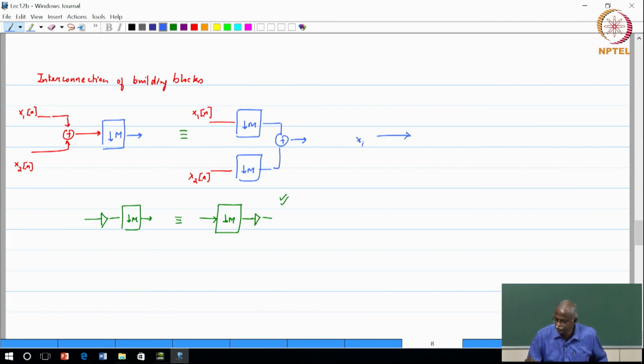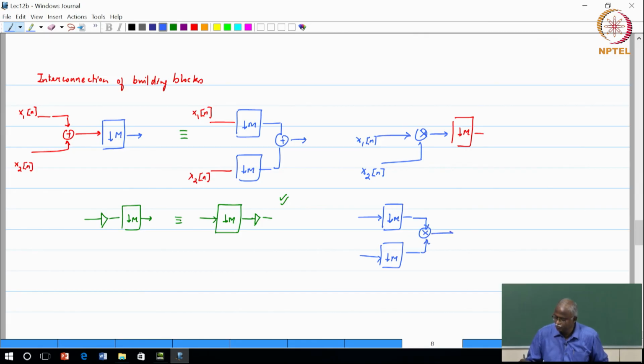Now, it also extends to multiplication. There are times when you may do x1 of n multiplied with x2 of n. This is again a memoryless operation, sample by sample, and if you are going to do downsampling or upsampling here, then it makes sense to do the downsampling first. So, the better option would be to take each signal, downsample by a factor of m, and then do the multiplication, because anyway you are going to keep only these samples. So, you start to think in terms of which is more efficient. The notion of efficiency comes in.